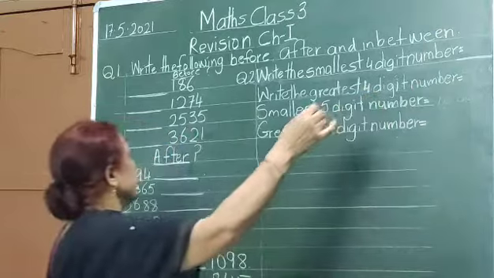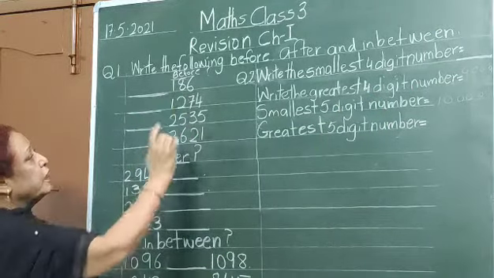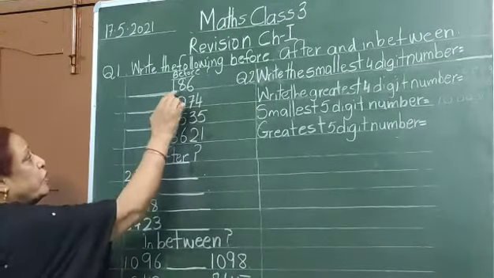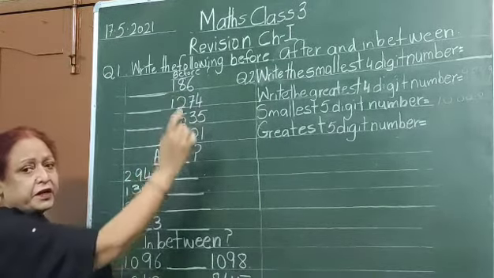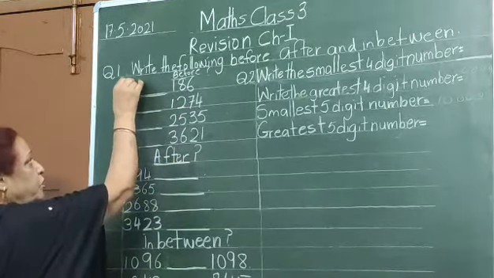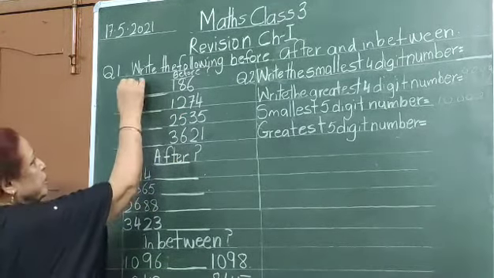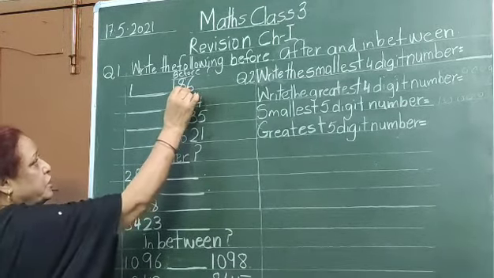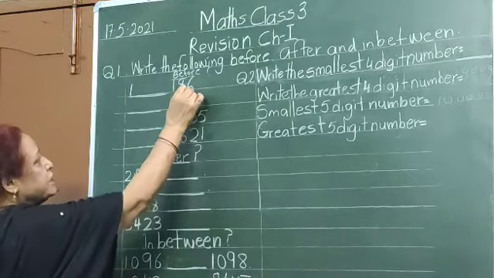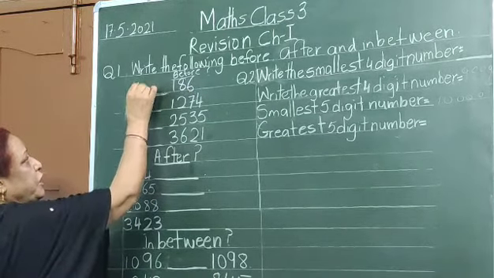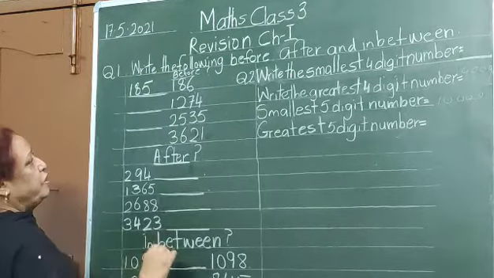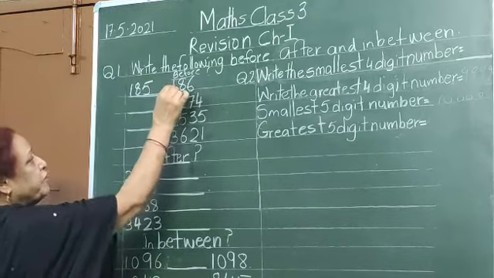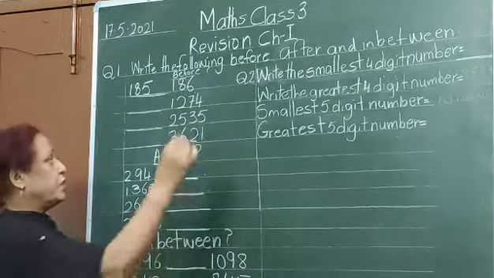In between. Okay. First of all, we'll do what comes before. What comes before 186? Let's count. The 1 will be the same. We will look at these two digits, 86. What will come before 86? 85. So 185 comes before 186.